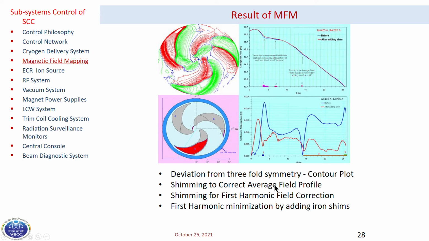So this slide shows the benefit of measurement. From the measurement we can find there is a deviation from threefold symmetry. So this deviation in the average field as well as in the harmonics content we can see, and from this finding this has been corrected by adding iron sheave, and better average field and less harmonic contents was obtained.